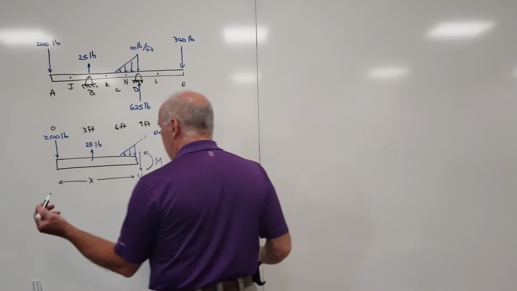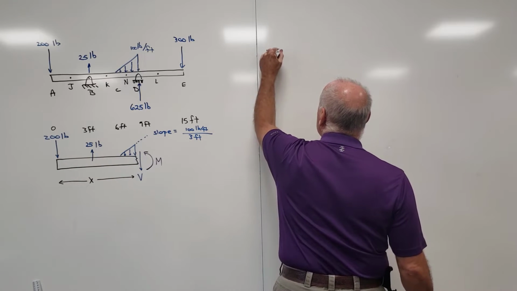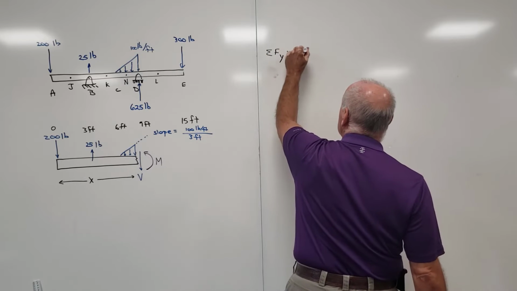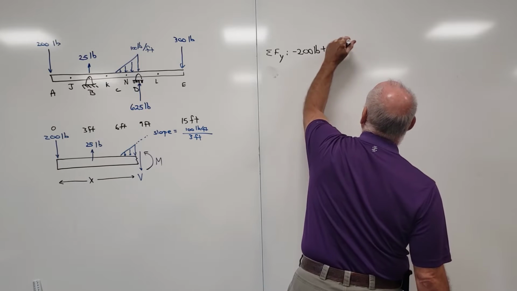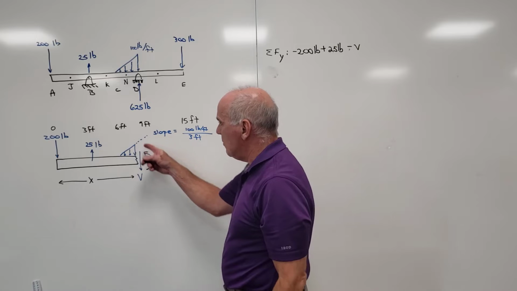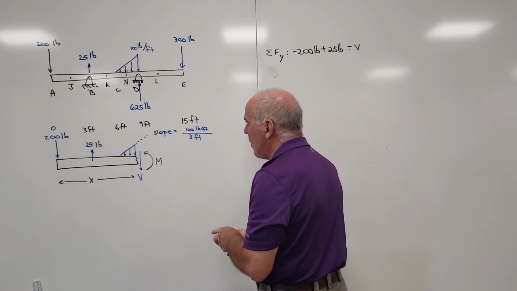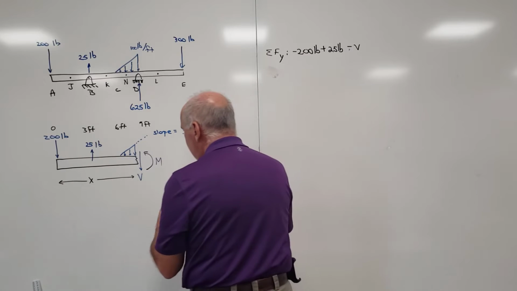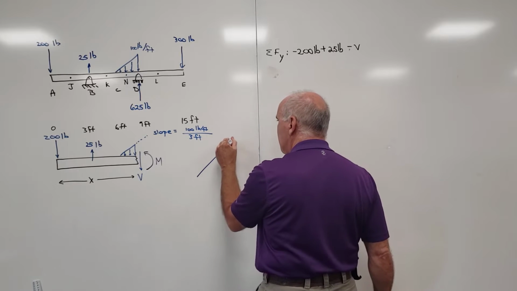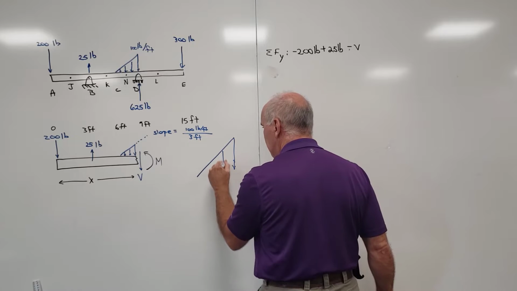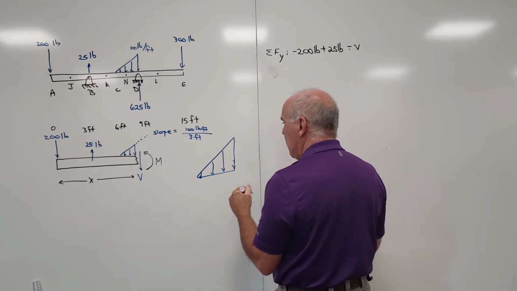All right, so let's start off with the sum of the forces. I'm going to work over here. So the sum of the forces in the y direction, I've got minus 200 pounds plus 25 pounds minus V. And then I've got whatever's going on inside of here. So keep in mind, as I'm working this problem, here is what I've got in this triangular portion.